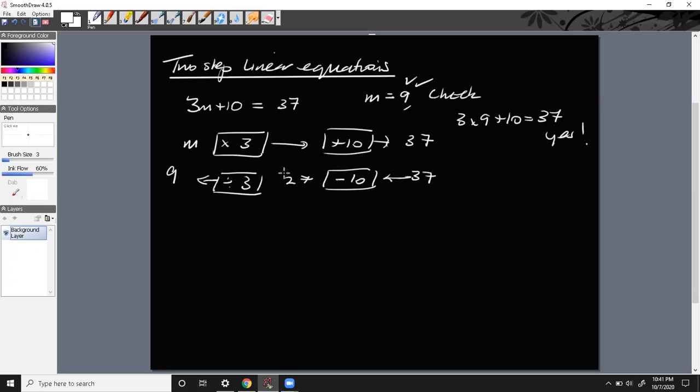So two-step linear equations, say it like a sentence in your head. 3 times m, so I'm multiplying m by 3, and then I'm adding on 10, and I'm getting to 37. So I'm working backwards from 37. I'm going to undo addition by 10, and I'm going to undo multiplication by 3. Okay, so that's just a two-step linear equation.